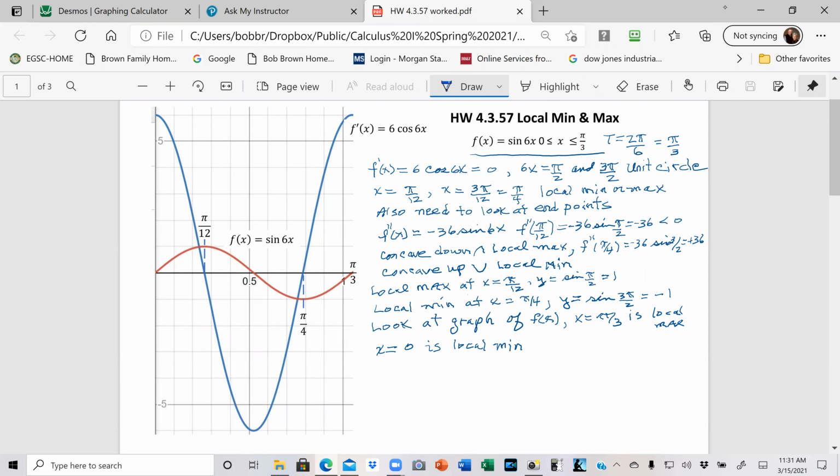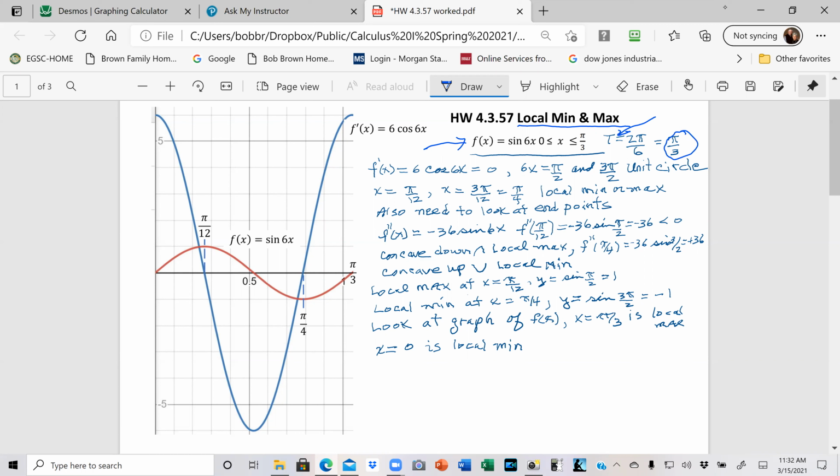In this short video, I'm going to be talking about how to calculate local min and max of a function. This is homework 4.3.57. The function we're talking about is f of x equals sine of 6x between 0 and pi over 3. One of the first things I would do is graph it. Calculating the period of the function, which is 2 pi divided by 6, which is pi over 3.